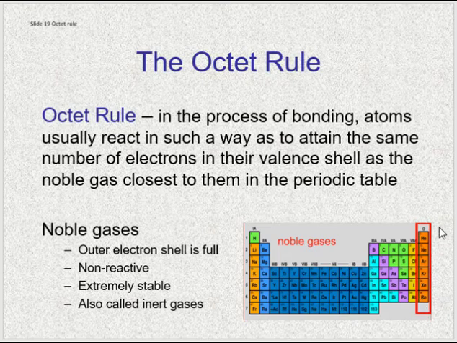The noble gases are this column or group on the far right. They all have a full valence shell. They're all non-reactive, meaning they are very stable. They can also be called inert gases.